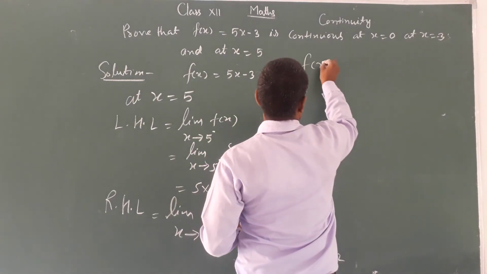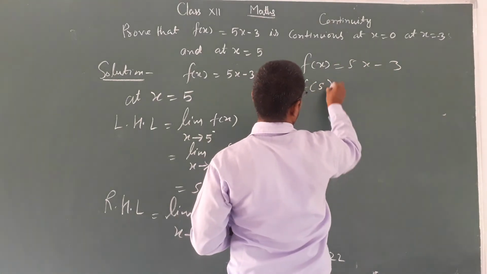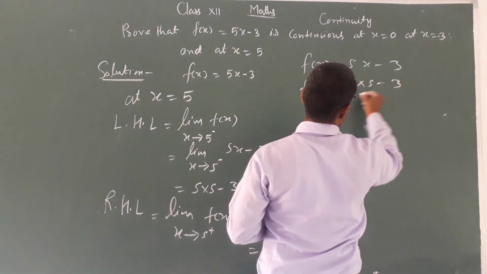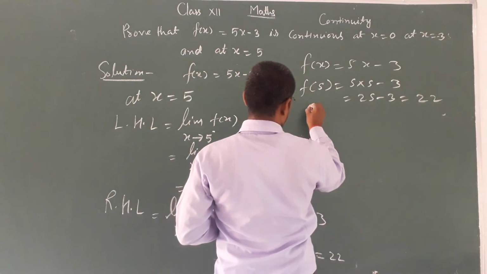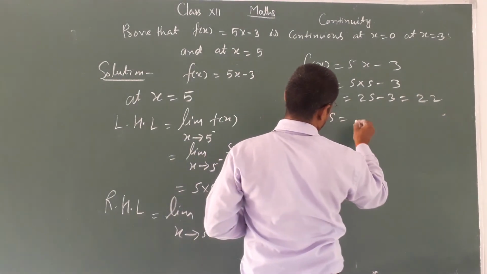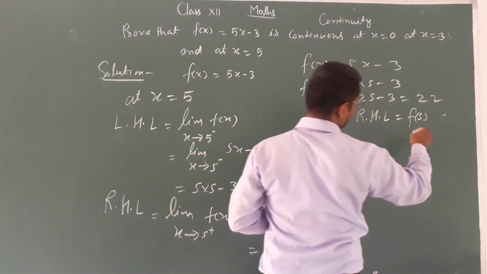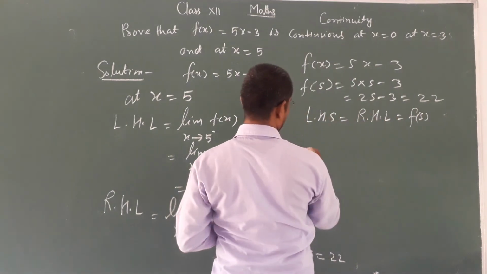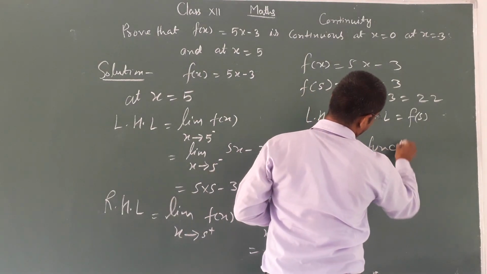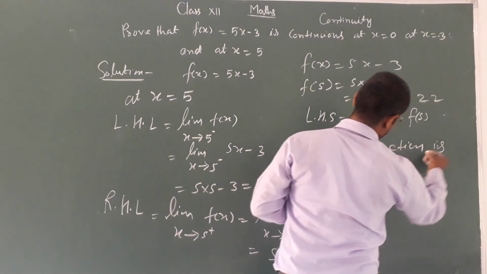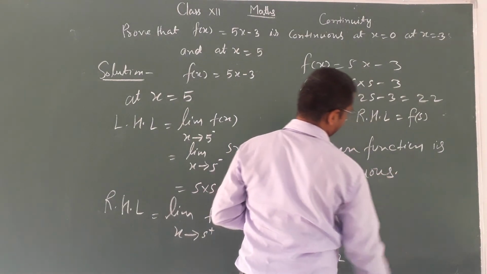Now the value of f(x) is 5x minus 3. So f(5) is equal to 5 into 5 minus 3, 25 minus 3, which is equal to 22. So the left hand limit is equal to the right hand limit, which is equal to the value of the given function. These are equal. Therefore the given function is continuous. That's all.